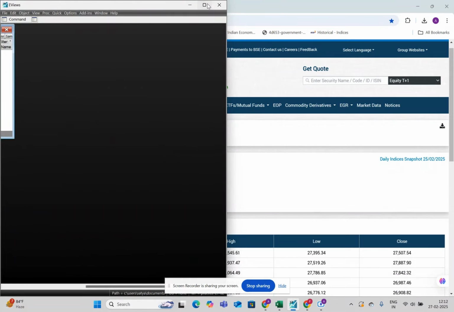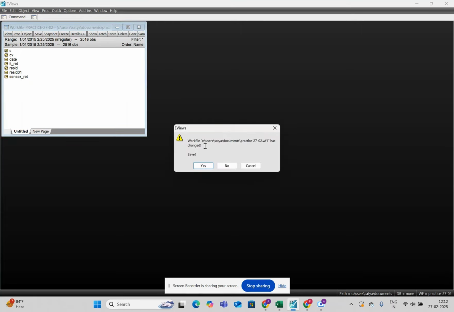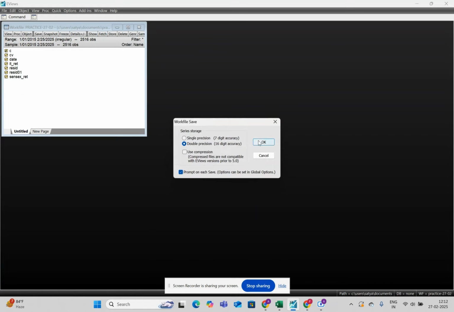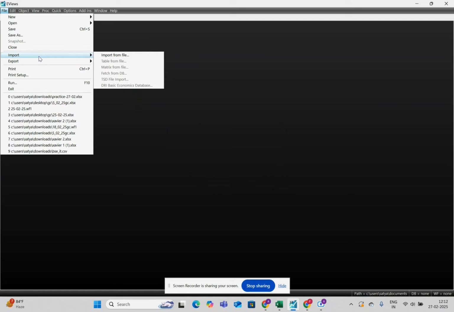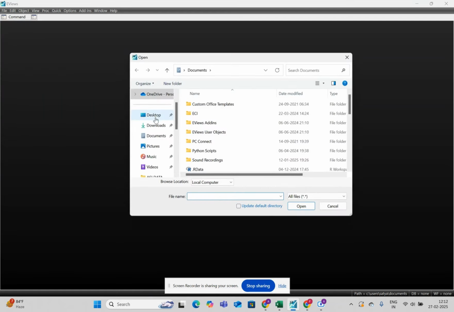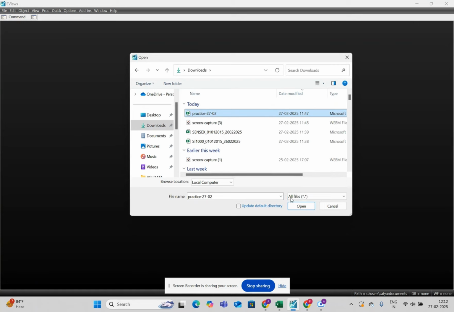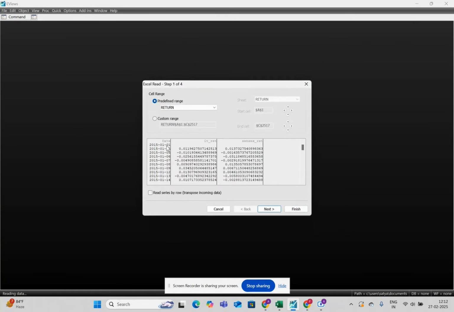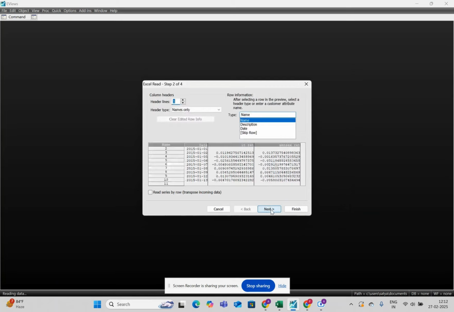Okay. So here in EViews, I have brought my IT return and my Sensex return series. For the sake of better understanding, I will show how to bring that dataset here. So I will delete this dataset, and we go to File, Import, Import from File, from Downloads. So here we have the date, then the IT return and the Sensex return series.